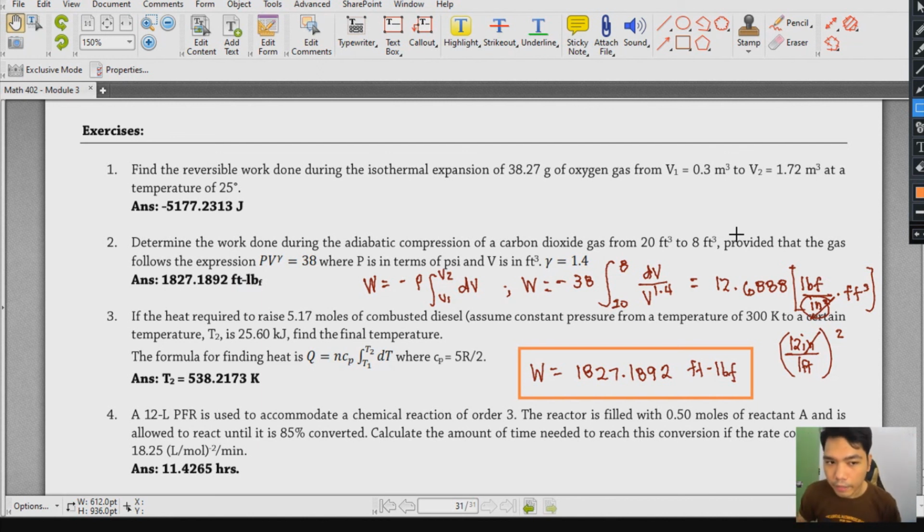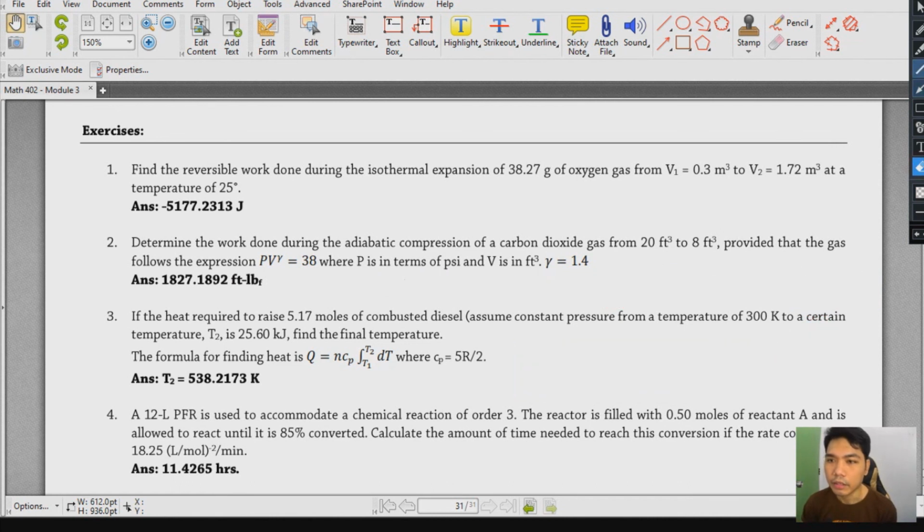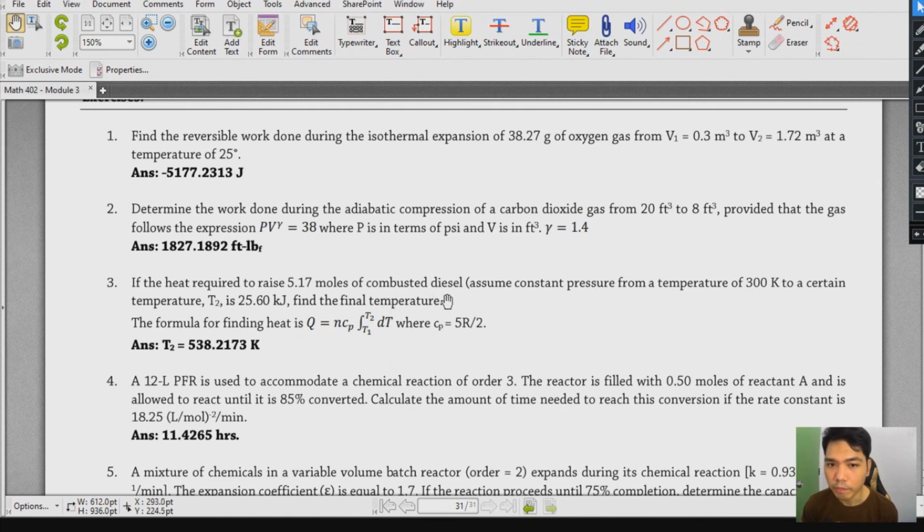Okay, and then let's have number 3. So sabi sa number 3, if the heat required to raise 5.17 moles of combusted diesel, and we're assuming that the constant pressure from a temperature of 300 Kelvin to a certain temperature T2, yun nga, is 25.60 kilojoule, find the final temperature. So this is the formula you're already given, and then yung specific heat capacity is 5R over 2. So we need to determine T2.